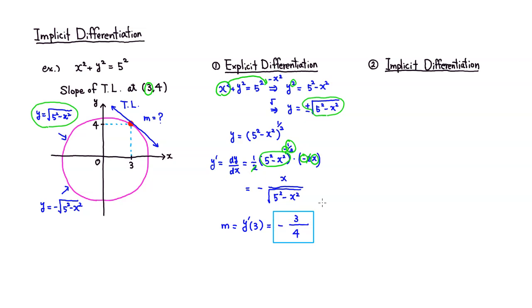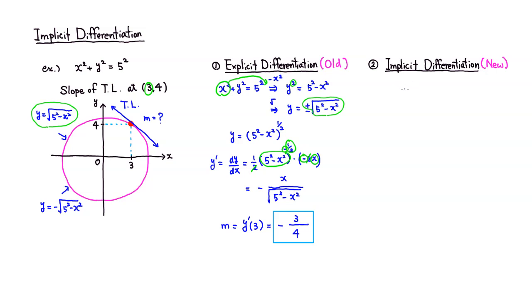All right, so that's the old way. And here's the new way, which is called implicit differentiation as opposed to explicit differentiation. The benefit of this is that you don't have to solve for y. We can just go ahead and take the derivative directly from the given equation.